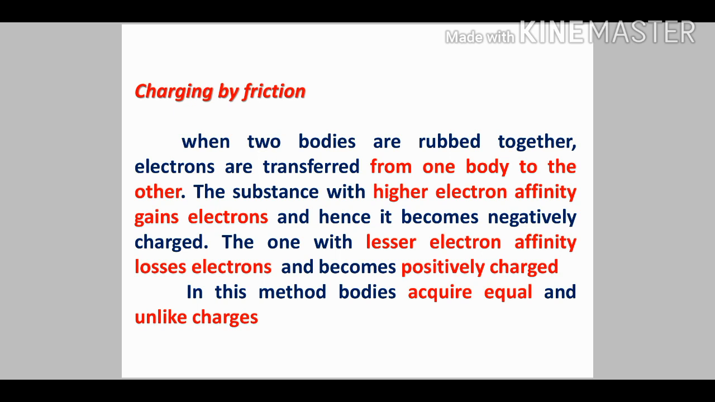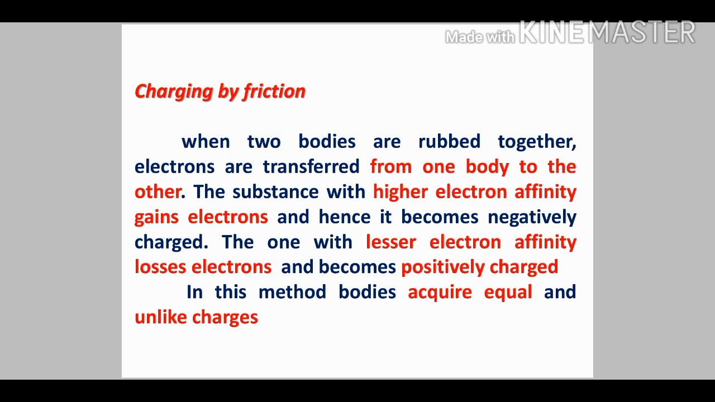So, the substance with a higher electron affinity gains electrons. After gaining electrons, an excess of electrons will be available, so it will become a negatively charged body. And the one which has lesser electron affinity loses electrons and becomes positively charged due to its electron deficiency. In this method, bodies acquire equal and unlike charges.